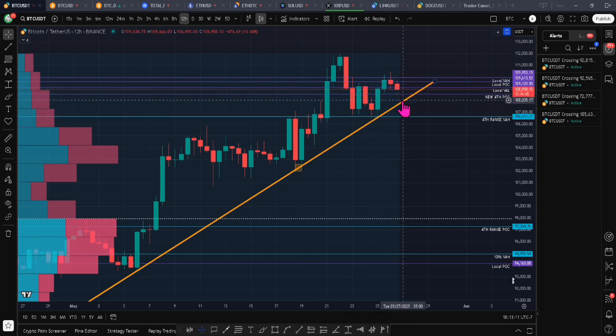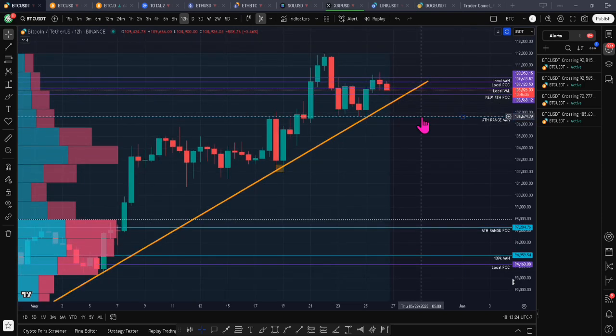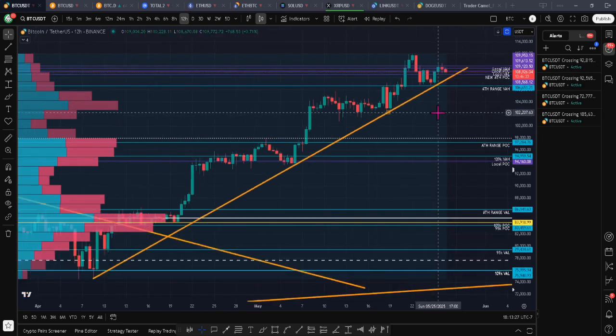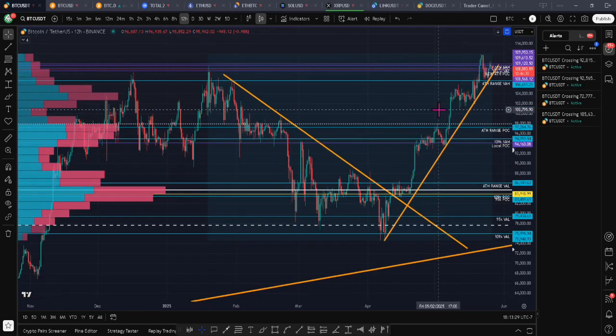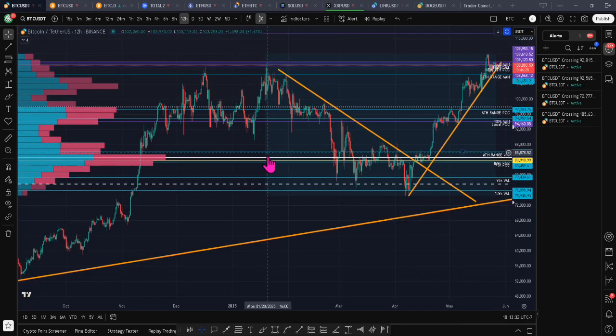So if we do pull back and we do hit this trend line again, which could be somewhere around $108,000, then we could break down a little lower. Where would that take us? We'd have the all-time high range value area high. That could be the old range, actually. Let's see what that looks like, if we can grab it. I don't know if we can grab it.